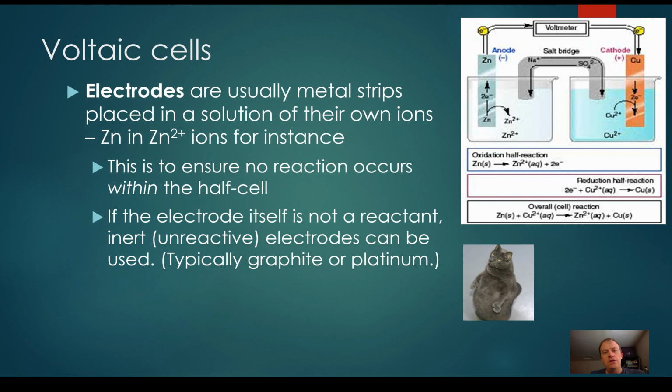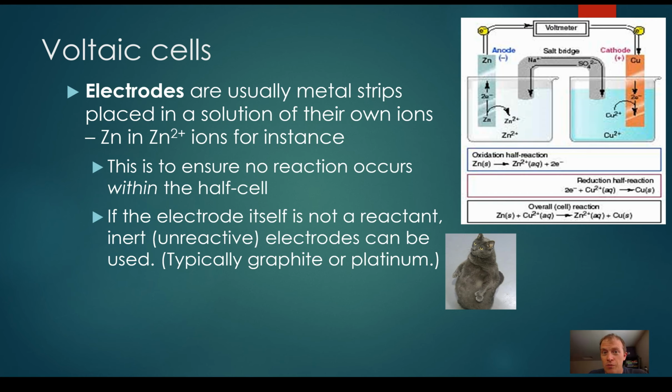So typically, and you do need to know how to build galvanic cells, basic galvanic cells, electrodes typically are going to be metal strips placed into a solution of their own ions. So a zinc electrode in zinc ions, for instance, or a copper electrode in copper ions. That's at least for the simple kind of galvanic cells, that's what you're going to want to do. What you do not want happening is an actual chemical reaction taking place within the half cell.